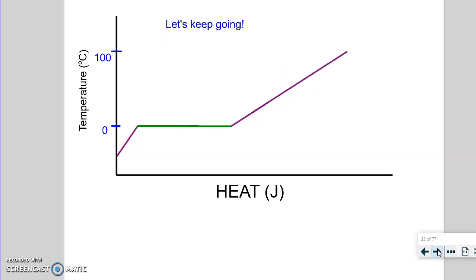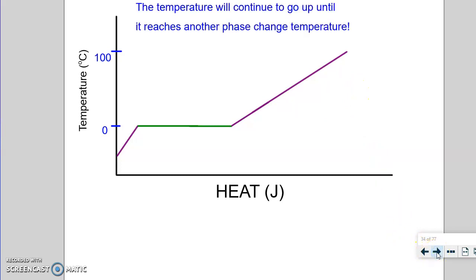Let's keep adding heat. You can see that it's going to continue to increase temperature at that constant rate until it hits the next phase change temperature, 100 degrees Celsius. We can see that now that we're at 100 degrees Celsius, it's not going to continue going up.